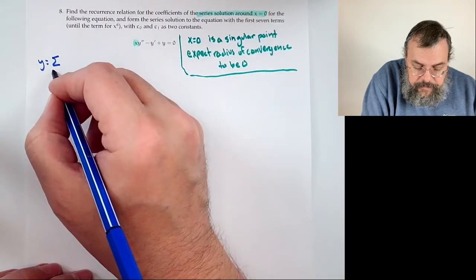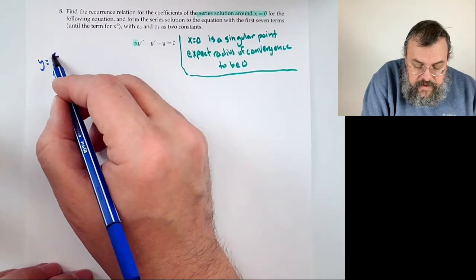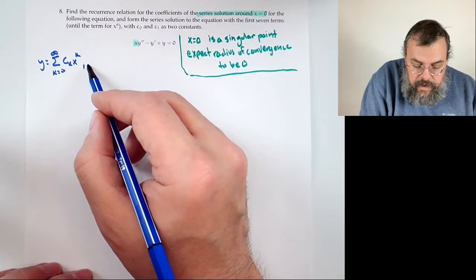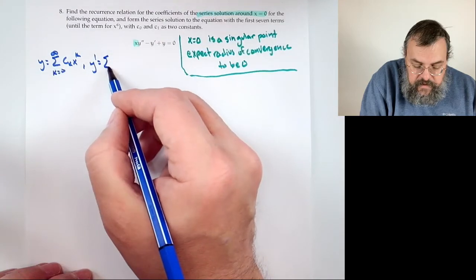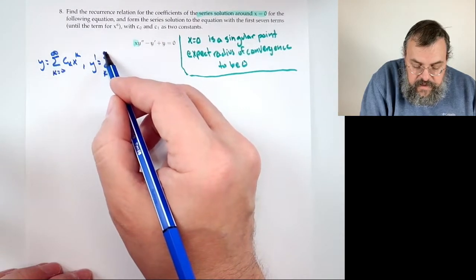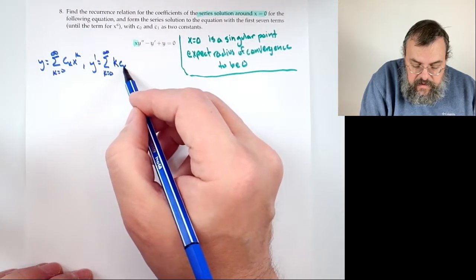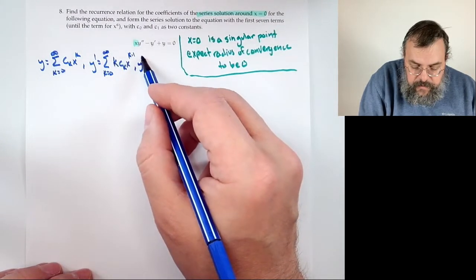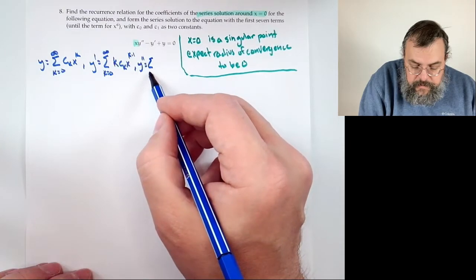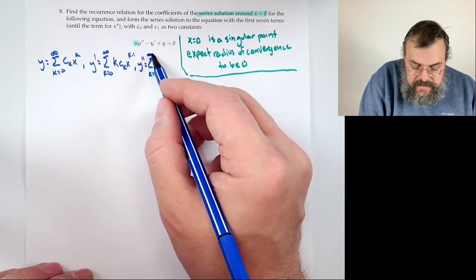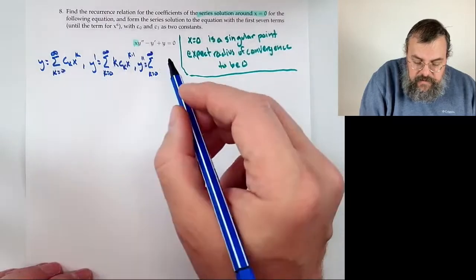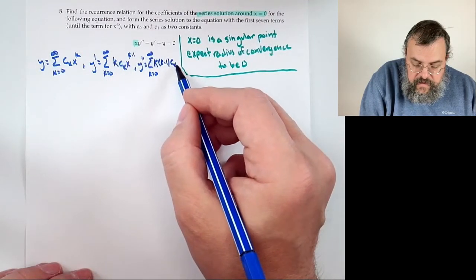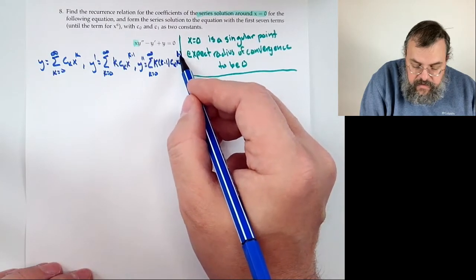It looks like a sum, namely the sum from 0 to infinity of c sub k x to the k. And y prime is very similar. We just take the derivative of each piece. We get k c sub k x to the k minus 1. And I think we can squeeze in y double prime. I hope. Maybe. Maybe not. Oh, we're going to be close. The sum from 0 to infinity of k times (k minus 1) c sub k x to the power k minus 2.